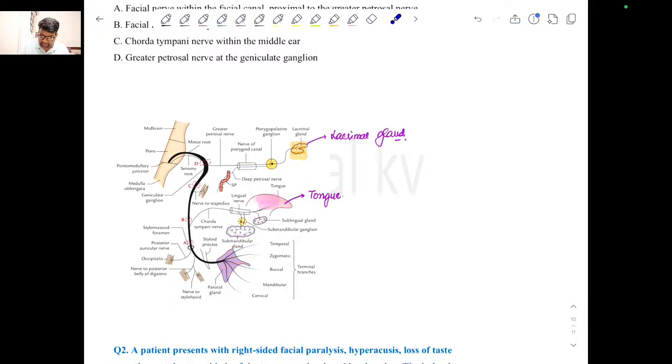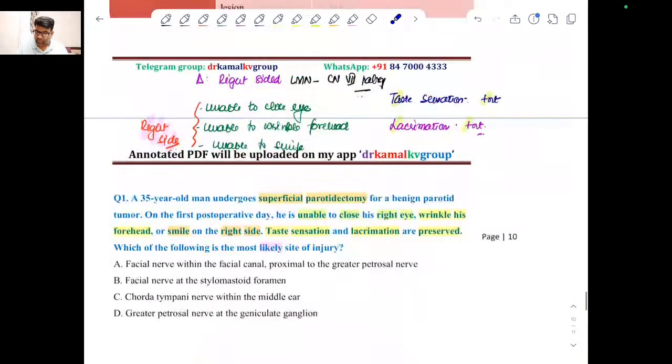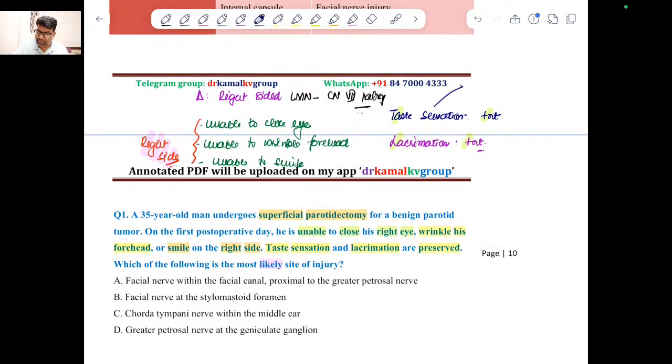So most likely the injury is somewhere here, because the chorda tympani has already taken place, and then the greater petrosal nerve which is going to the lacrimal gland, this is also preserved. So these two are preserved. So it means the injury is somewhere here distal to the origin of chorda tympani. So taste sensation okay, it means which nerve is okay? Chorda tympani, this is intact, and this is the greater petrosal nerve.